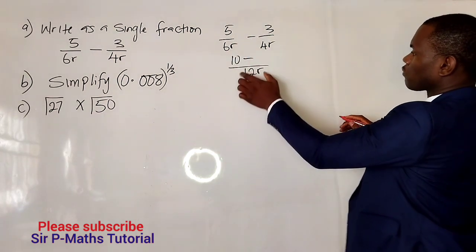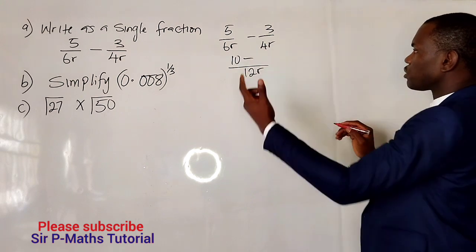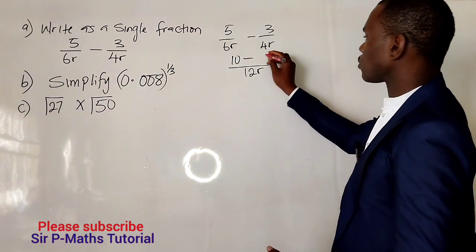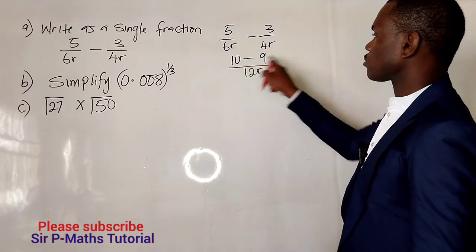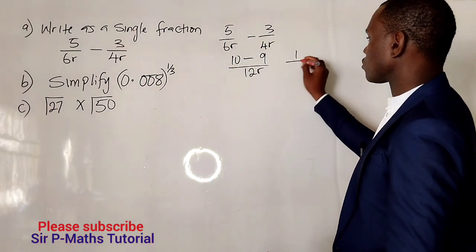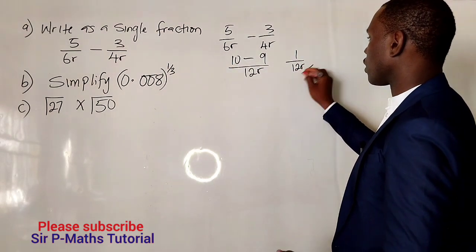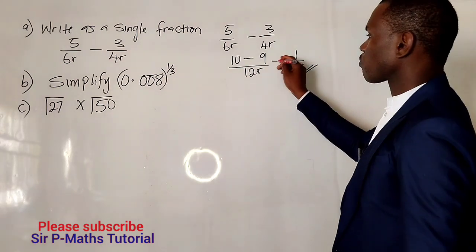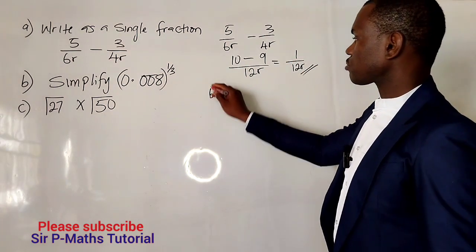Then 12r divided by 4r will give me 3. 3 times 3 will give me 9. 10 subtracting 9 will give me 1. So we have 1 over 12r. That becomes our solution. So let's solve the second one.